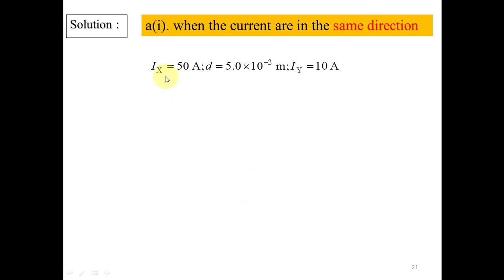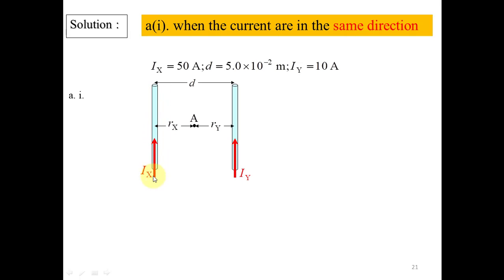First, we take out all the information given. We know that the current for X is 50 amp. The distance between the current carrying conductors is 5 times 10 to the power of negative 2 meter. The current of Y is 10 amp. So this should be the diagram. Before you do anything, you have to draw the diagram, so it is easier for you to understand the situation of the problem.